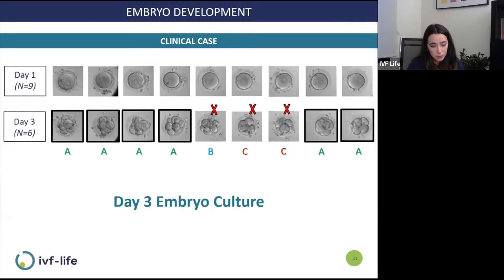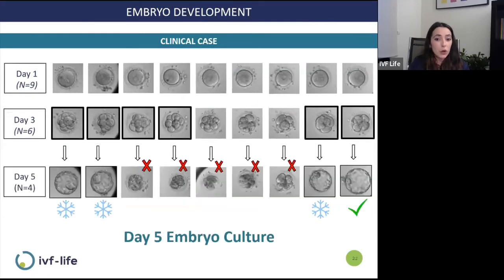What happens if we have to do a day 3 embryo transfer? Well, as I say, there's the timing and the fragmentation, which will help me to select the best embryo to transfer at this point. But still, there are 6 embryos graded as an A, so it will not be an easy decision to make.